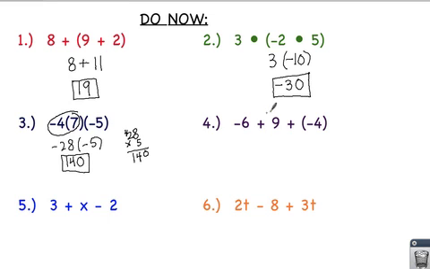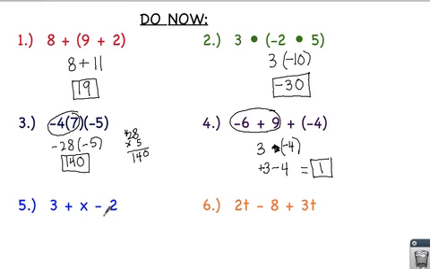Number 4, negative 6 plus 9. These are different signs, so we subtract and take the sign of the higher number, which is positive 3, plus negative 4. The plus sign and the minus sign get in a battle, and the plus sign loses. So we have 3 minus 4. These are different signs, so we subtract and take the sign of the higher number.